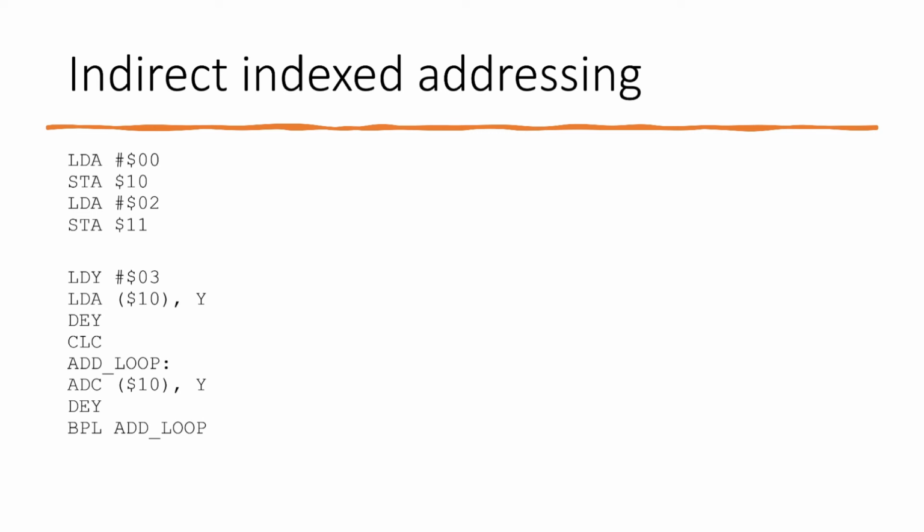So the first 4 commands are simple. We are storing the values of 00 and 02 into the locations 10 and 11. By using just 1 byte or 8 bits for the location, we are referring to the location 0010 or 0011. So we are referring to the very start of the memory. Then we are going to use the register Y. Register Y is usually used when you're dealing with indirect indexed addressing. And we are going to put the value of 3 into it. Then we are going to do the command that has the value of $10 in parentheses, then a comma, then a Y. What does this mean?